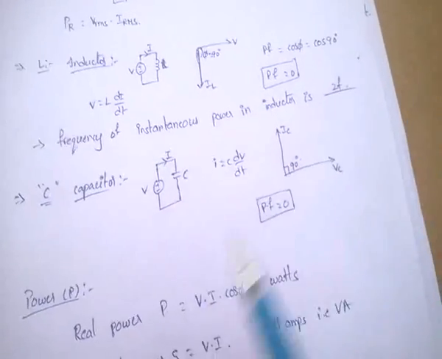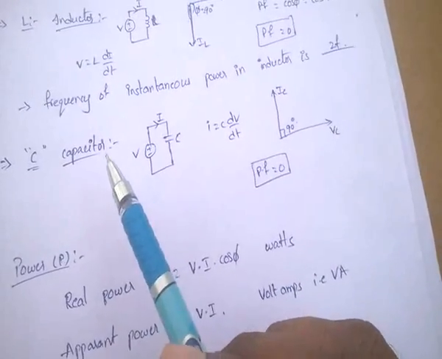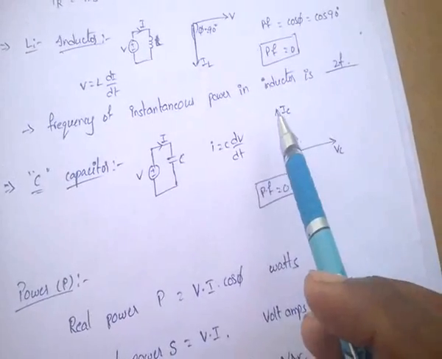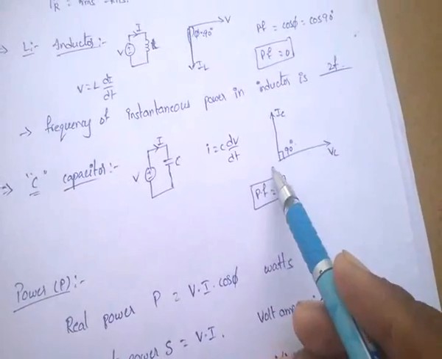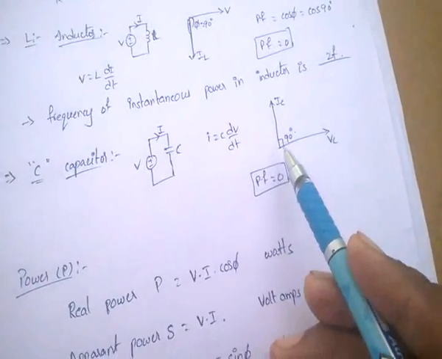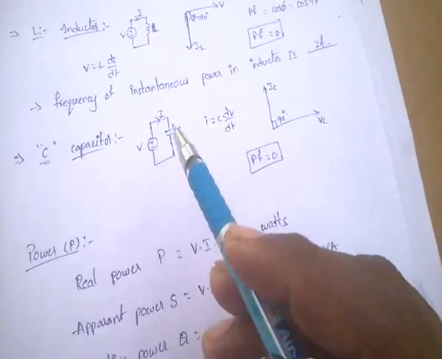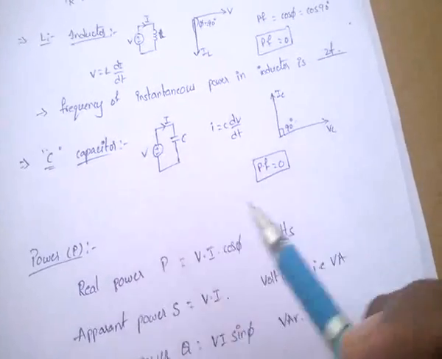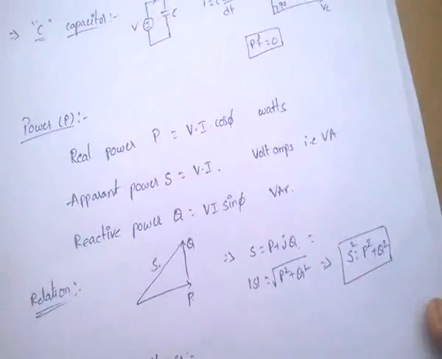Very important. In case of a capacitor, the current leads the voltage. Here the voltage vector, the current leads the voltage by 90 degrees. And for a pure capacitor also, power factor equal to 0.